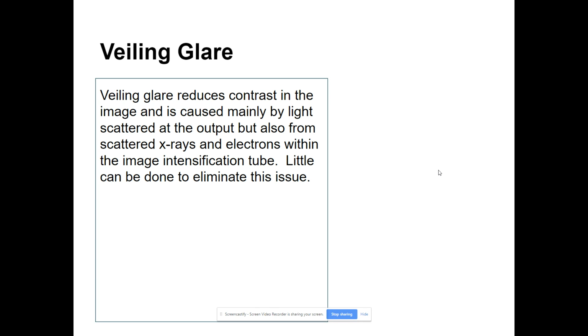Veiling glare is something else that will reduce contrast. I really couldn't find a good image of this, but it's essentially caused by scattering of light within the X-ray tube. Just the way X-ray photons scatter, light photons scatter a little bit. And if you look at the very last sentence, little can be done to eliminate this issue. So it's just part of the process. Can't really do anything here.